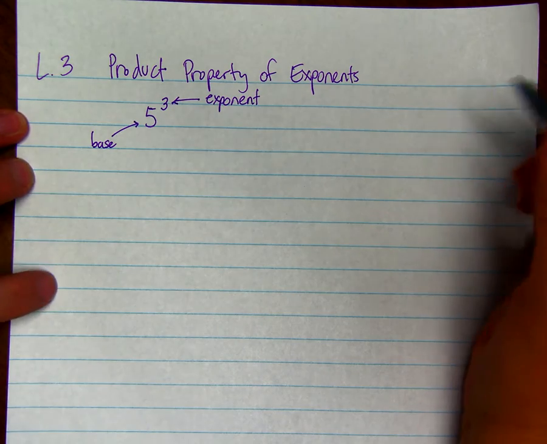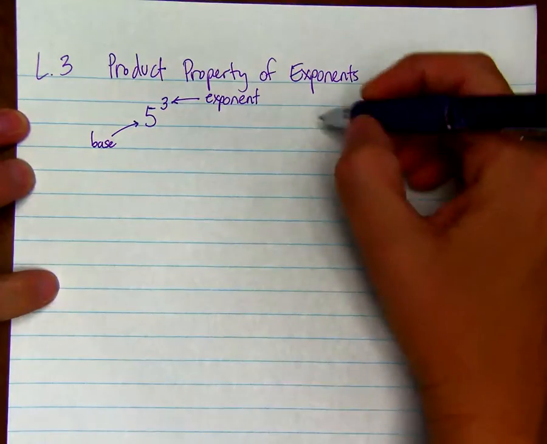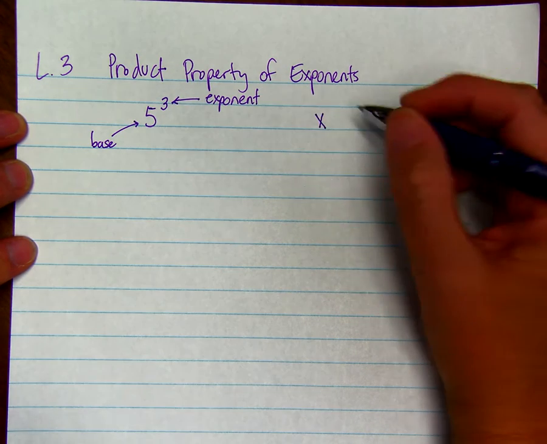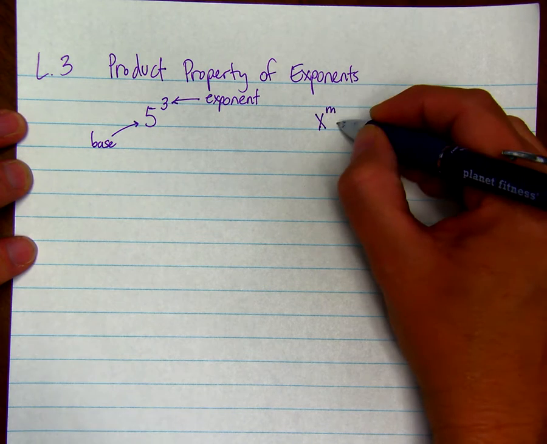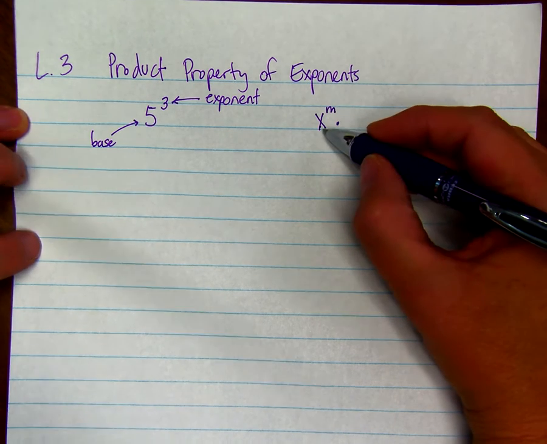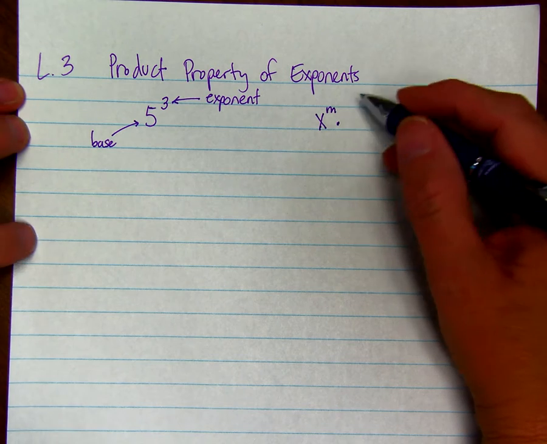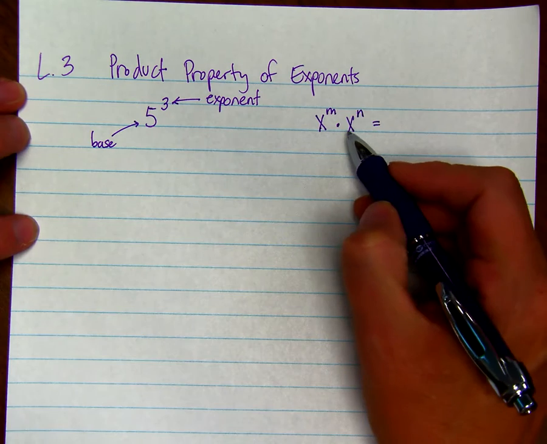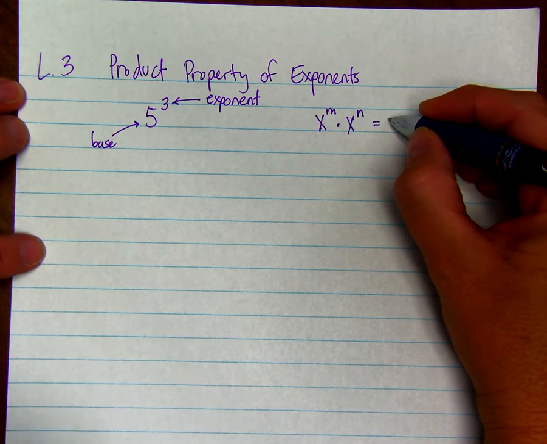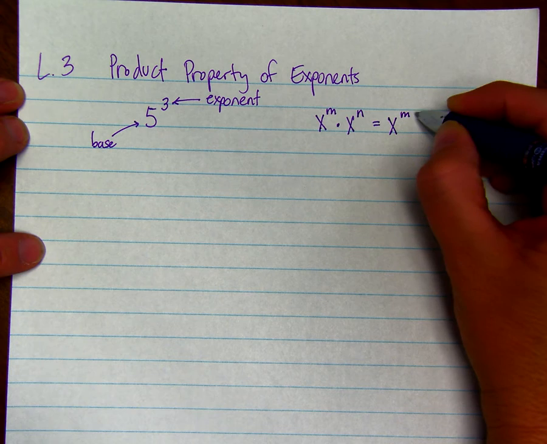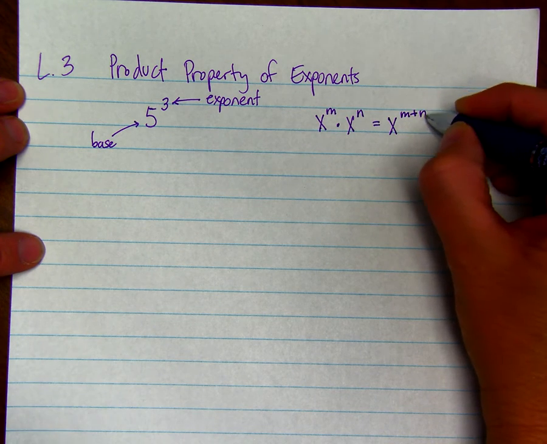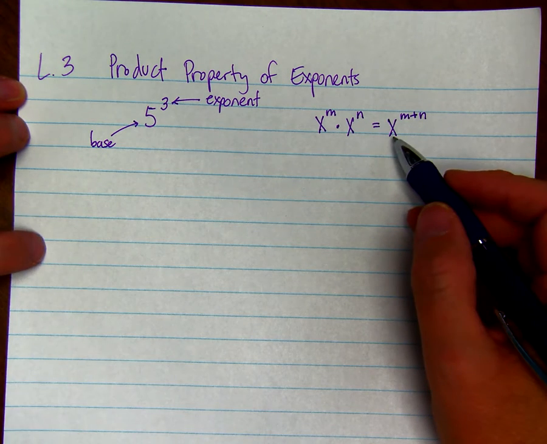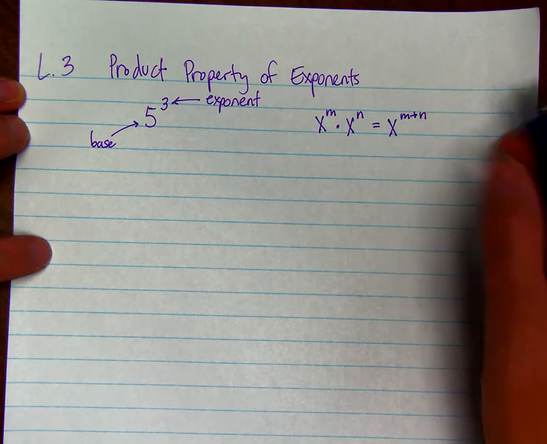When we are multiplying numbers that have the same base, so if we're multiplying x to the m power times x to the n power, so the base is the same, we can take the exponents and add them together. So x to the m times x to the n is equal to x to the m plus n.